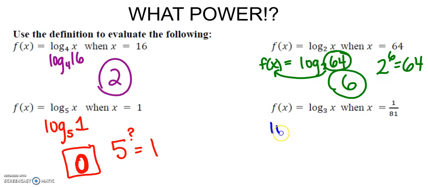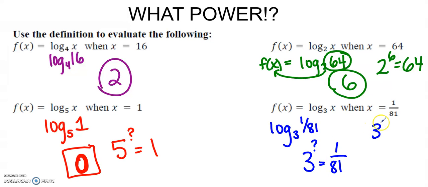This one then, log base 3 of 1/81, says 3 to what power gives me 1 over 81? Ooh, this is tricky. Well, I know that 3 to the 2nd is 9, 3 to the 3rd is 27, 3 to the 4th is 81. Ooh, 81, that's going to be helpful.